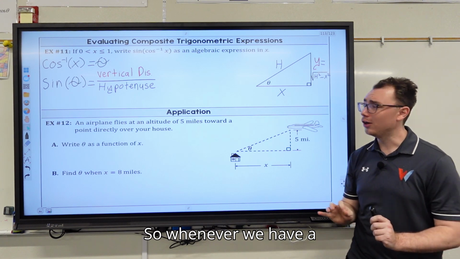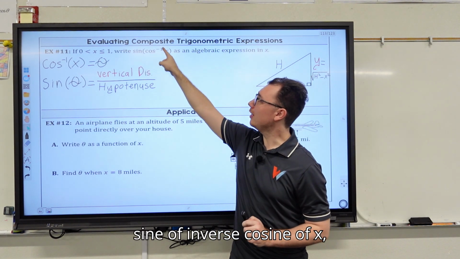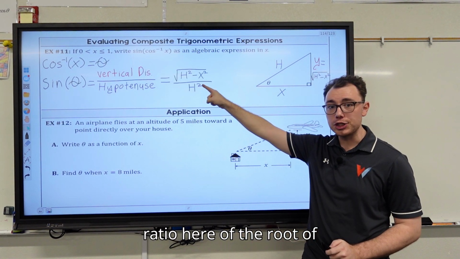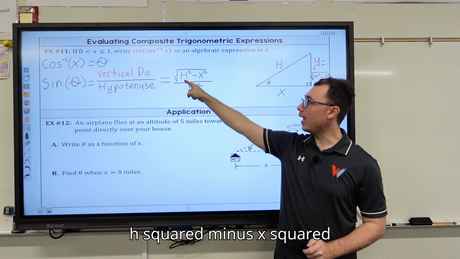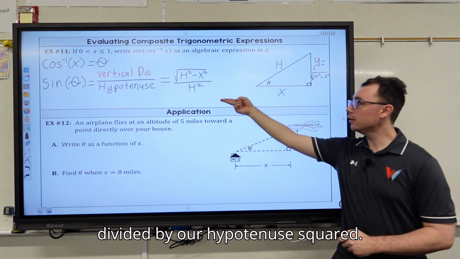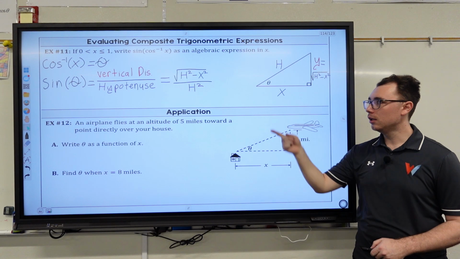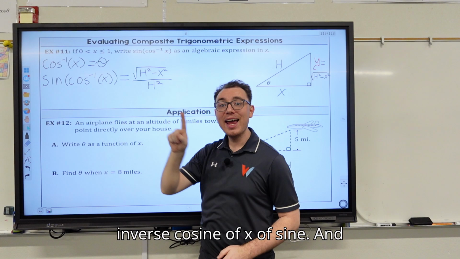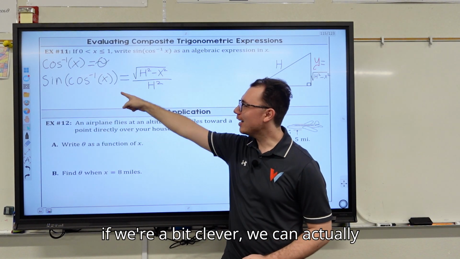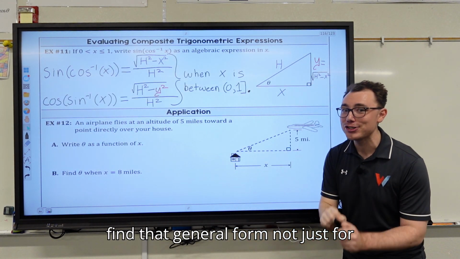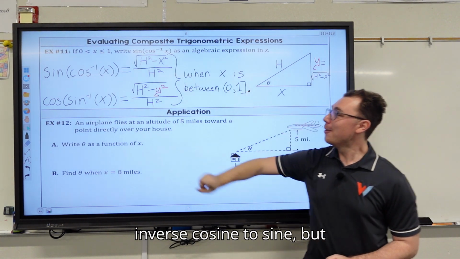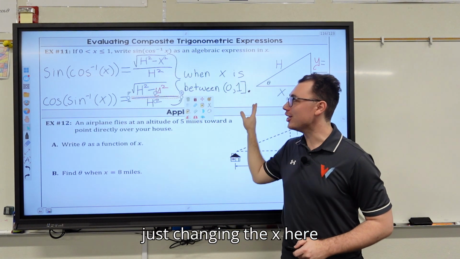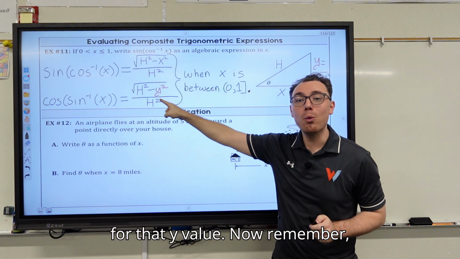So whenever we have a sine of inverse cosine of x, we really are just trying to find this ratio here of the root of h squared minus x squared divided by our hypotenuse. That there is exactly equivalent to sine of inverse cosine of x. And if we're a bit clever, we can actually find that general form not just for inverse cosine to sine, but inverse sine into cosine, where we're just changing the x here for that y value.